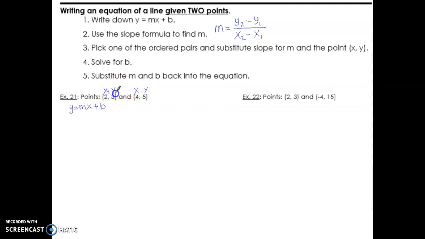And this is my point 1, so this is going to make it x1, y1. And this is my point 2, so this is going to be x2, y2. y2 is our first number right over here, so y2 is 5. So it's going to be 5 minus y1, which is 3, over x2, which is 4, minus x1, which is 2. When we do the math, you end up with 2 over 2, or 1, which is our slope.